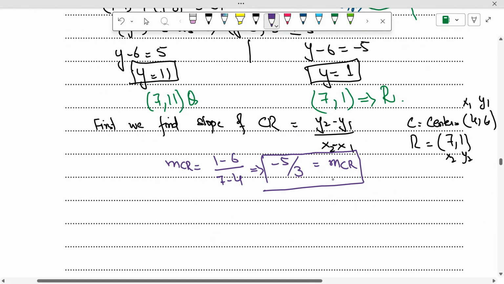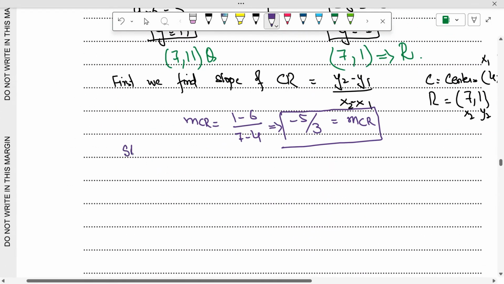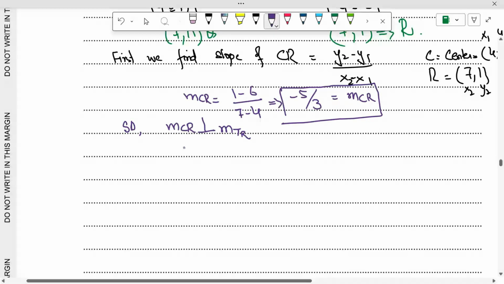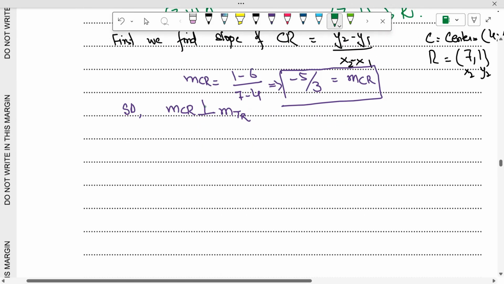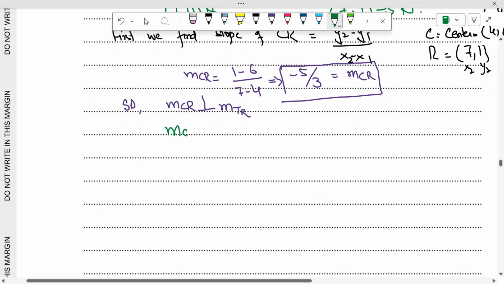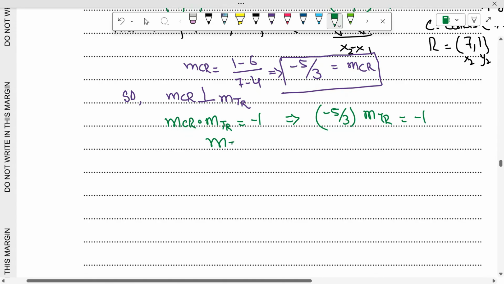So we have the slope of CR, which is perpendicular to the slope of tangent at R. And we know that the product of perpendicular slopes is negative 1. So slope of the normal CR is perpendicular to the slope of tangent at R. So we can say that MCR times MTR is equal to negative 1. Plugging the slope of MCR, we will have negative 5 over 3 times slope of tangent at R equals negative 1, and slope of tangent at R equals 3 over 5.